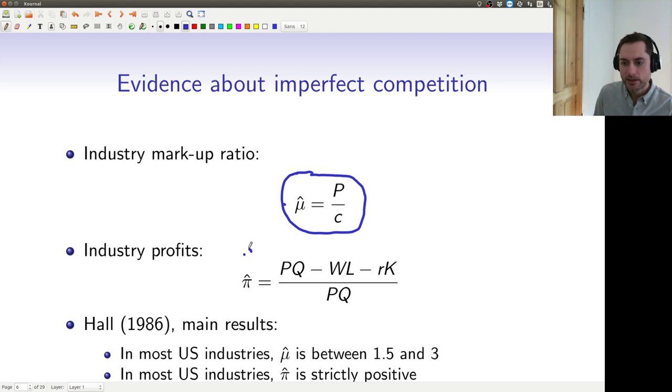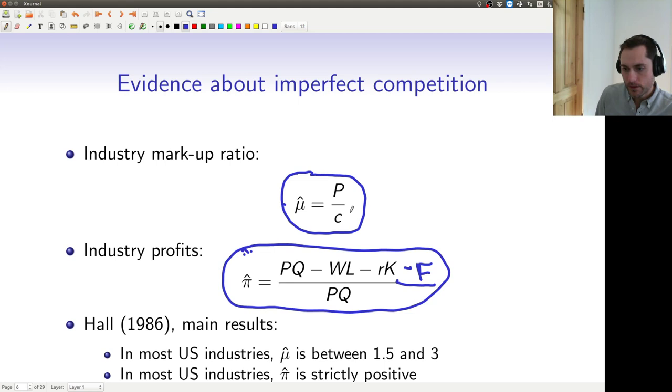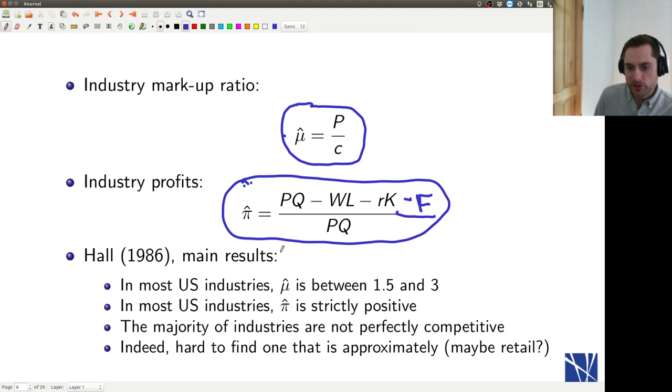The second thing we can look at here is industry profits. And here maybe, I drew a circle, but maybe we'd also want to take away fixed costs, minus fixed costs or something like that. You could do that here. You can measure what these profits look like. So there's a paper from 1986, an old paper now, which finds that this thing here is between 1.5 and 3, which means that firms charge about 50% to 200% over their marginal costs. So that's like their profit margin, if you like, or at least their operating profit margin. And then in most industries, these industry profits are also strictly positive.